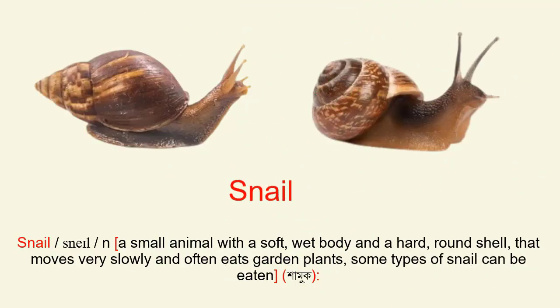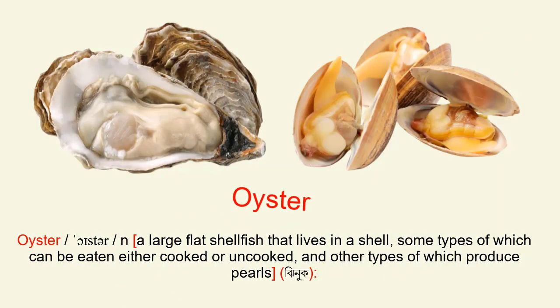Snail. A small animal with a soft, wet body and a hard, round shell that moves very slowly and often eats garden plants. Some types of snail can be eaten. Oyster. A large, flat shellfish that lives in a shell, some types of which can be eaten either cooked or uncooked, and other types of which produce pearl.